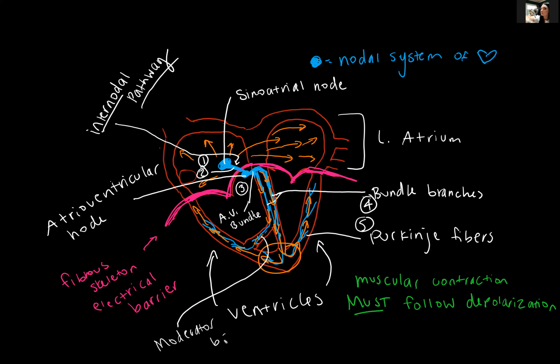The moderator band's job, because the wall of the right ventricle is so much thinner than the wall of the left, is to put some tension on this wall right here and kind of prevent overstretching and overfilling of the right ventricle, and help it to also contract at the same time as the left, because you want your two ventricles to be contracting in sync with one another.